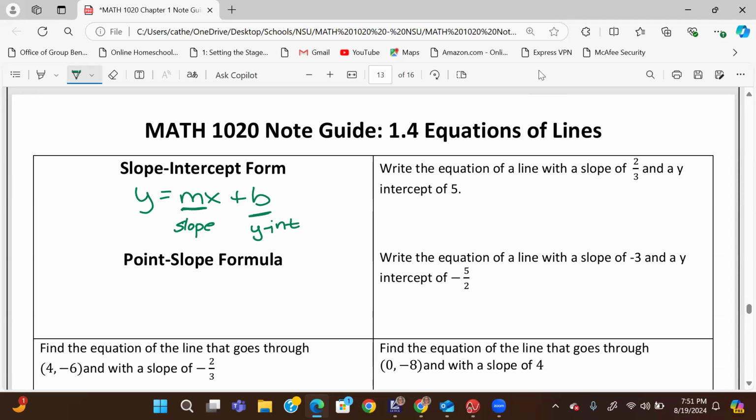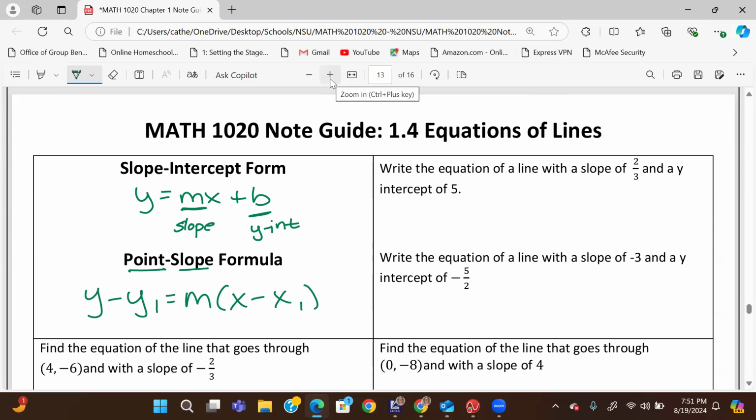So when we're solving for equations or finding the equation of a line, we're generally going to put it in slope-intercept form. Another formula we're going to use to find these equations of lines is called point slope. So if you have a point and you have the slope, you can find the equation of a line. So it's y minus y1 equals m times x minus x1. And we're gonna use these through section 1.4.